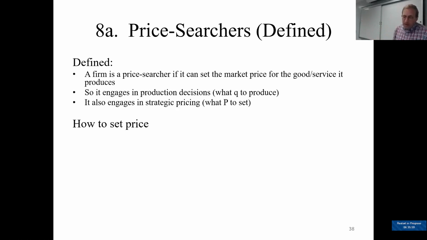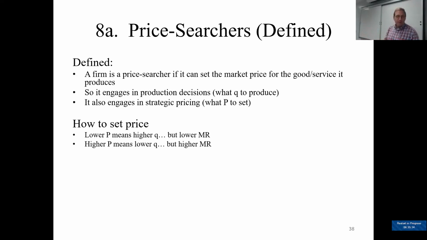So here are the things. How do you set the price? You could set it randomly, but that's not how you're going to do it. A lower price means a higher quantity sold, but it also means a lower marginal revenue. So Apple could decide, we're going to flood the market. We're going to lower the price of the iPhone to $50 per iPhone. But that means that it's only getting a marginal revenue of $50. Alternatively, a higher price means a lower quantity sold, but a higher marginal revenue.